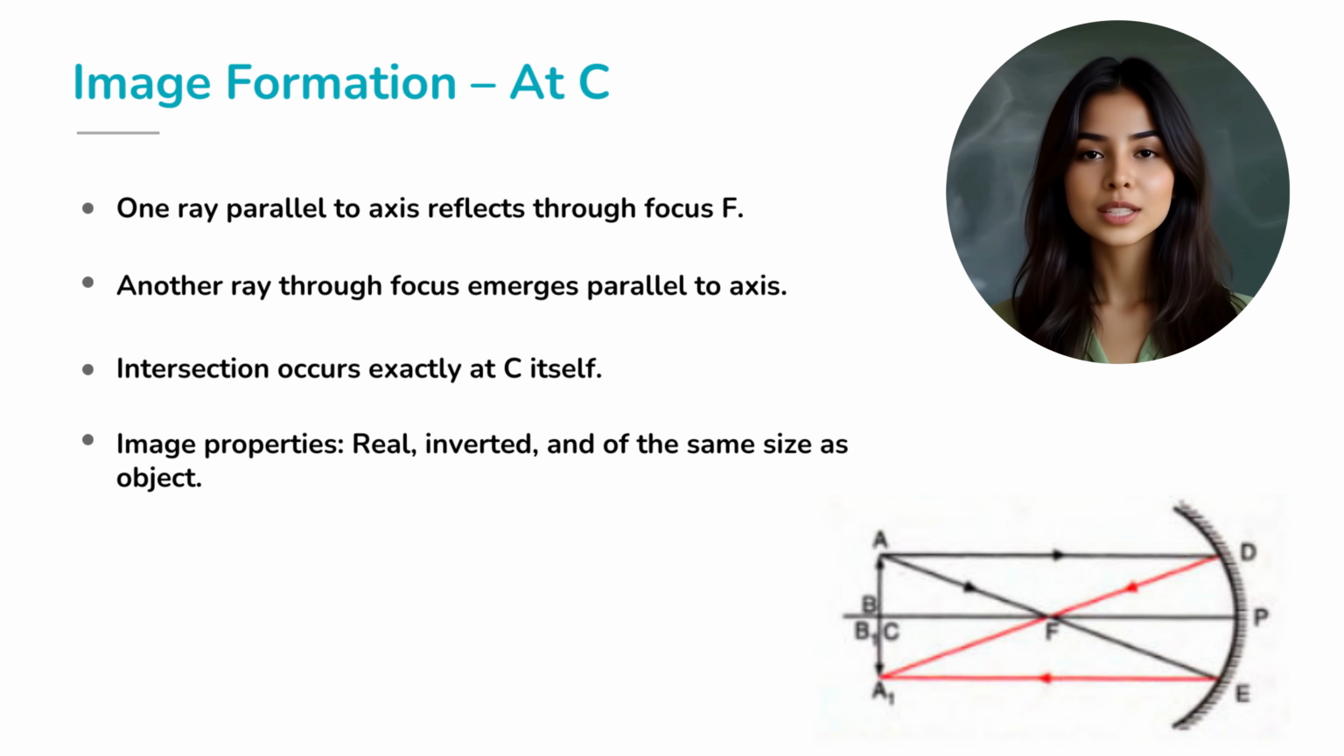Now place your object exactly at the center of curvature, point C. This is the mirror's way of showing fairness. Rays exchange roles, one through F becomes parallel, and one parallel passes through F. They meet right at C itself. So, the image is real, inverted, and of the exact same size as the object. No bias, no magnification, no shrinking, just a truthful reflection, only upside down. It's like the mirror saying, I'll mirror you perfectly, but don't complain about the inversion.